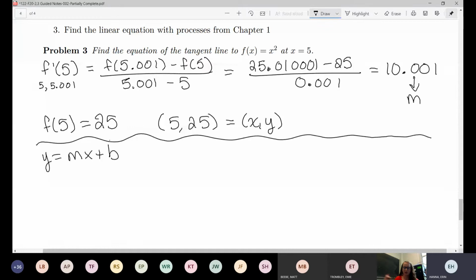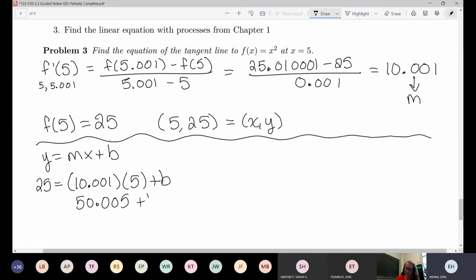Well, we need to solve for b before we can write the actual answer, but we take these numbers that I'm writing in backwards. So y was 25, slope was 10.001. All right, so we plugged those in. We've got 5 times 10.001. It's going to give us 50.005.